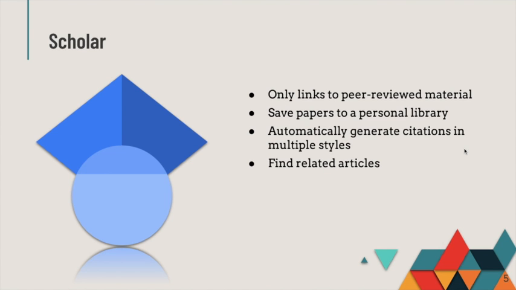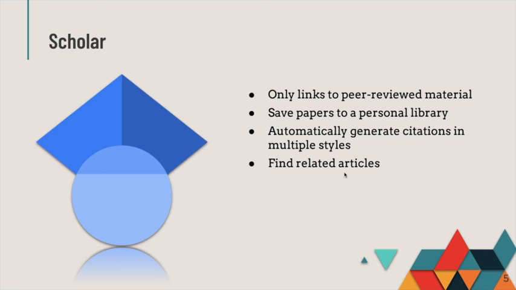The next one, Scholar, is really similar. The difference is this is looking at peer-reviewed papers from scientific or academic journals. You can also search for patents there, but it's all things that have been reviewed and approved and published. Again, you can save these to your personal library so you don't actually have to bookmark them or print them or whatever. And you can generate citations in multiple styles.